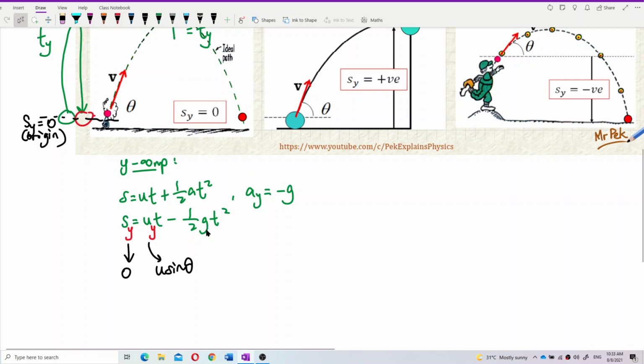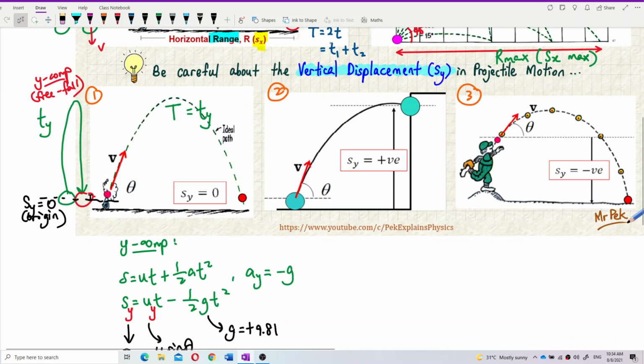What is the value of g? g is a positive value, because the negative is already for the acceleration only. g itself is a positive value. You just substitute g equal to 9.81. Then you can find the time of flight. So from here you can get ty equal to what value? Understand or not? You can get the time of the free fall motion, and the time of the free fall motion is the same as the time of the projectile motion.